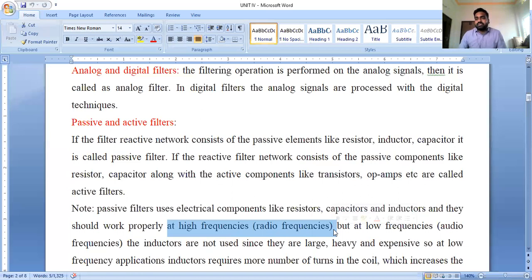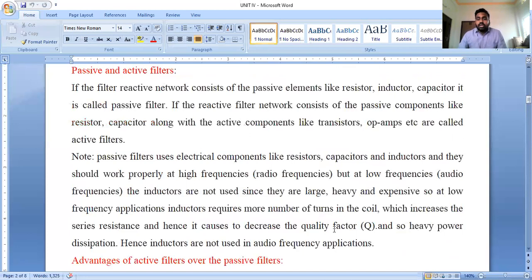But another important thing is, for low frequency applications, if we use inductors, that makes the filter quite expensive, and the structure will be quite complex because of the turns of coils on the inductor. In order to increase the quality factor and to decrease the high power dissipation and heating at low power applications, we don't use inductors. Resistors and capacitors are used at a minute level, but for low power, low frequency applications, we use transistors and operational amplifiers depending upon the application.